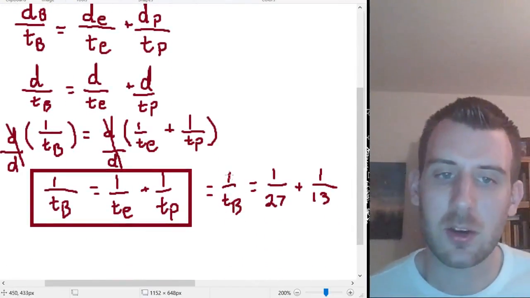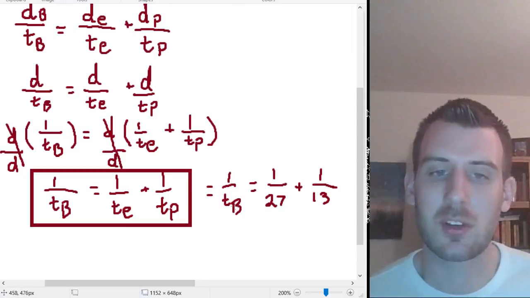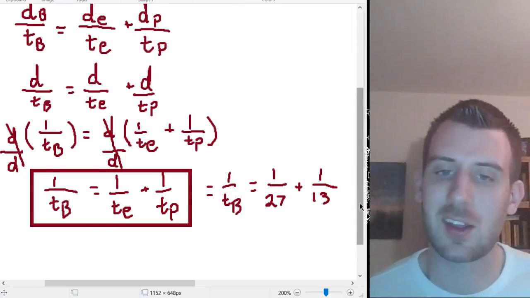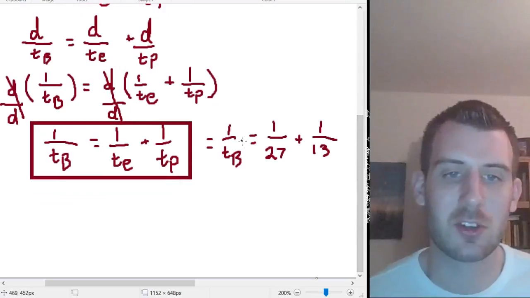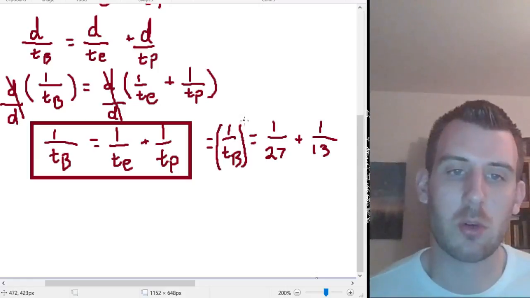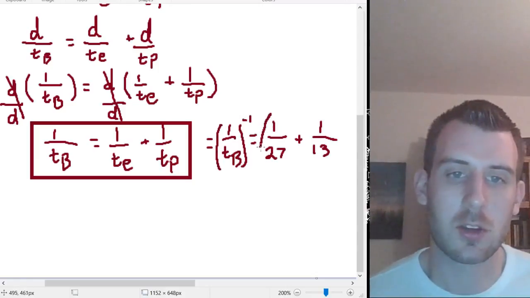Now the thing is, I don't have time 1 over time b. I can either take care of that now or I can take care of it later. I'm going to choose to take care of it now and just invert both sides. Invert just means flip over, and I can do that by putting a -1 on the top.